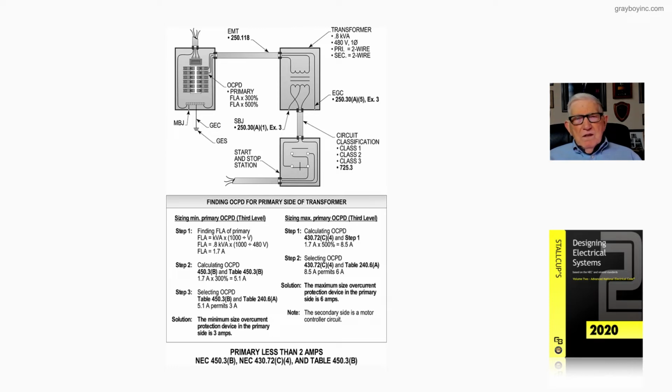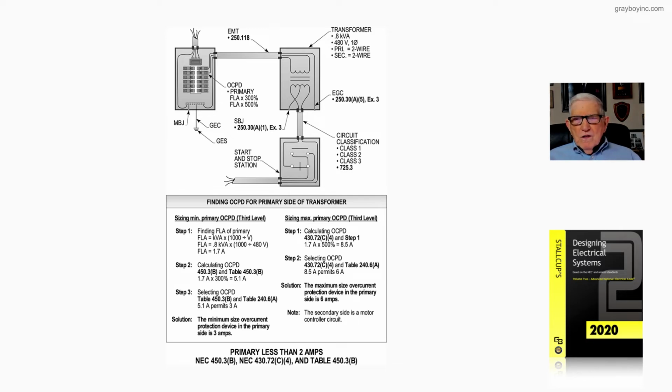Now notice in the illustration, the transformer is 0.8 kVA, 480 single phase, primary is 2 wire, the secondary is 2 wire. And of course the equipment ground, and you could look that up in 250.30(A)(5) exception 3 where they can tie through. And then the system bonding jumper is 250.30(A)(1) exception 3. So look at those two sections to obtain that information.